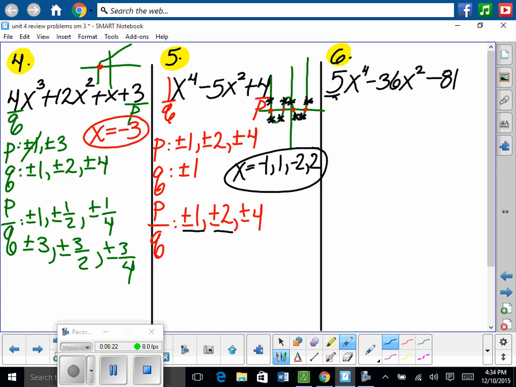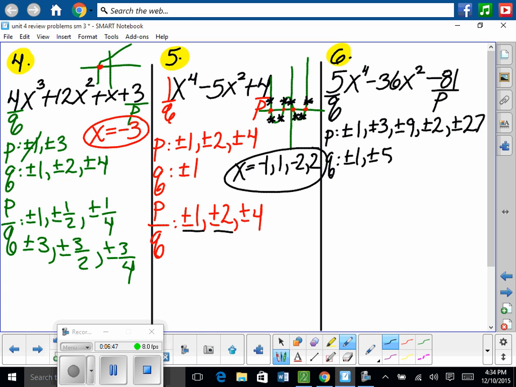So this is our q, this is our p. Unfortunately, huge. Possibilities that multiply to be 81: plus or minus 1, plus or minus 3, plus or minus 9, plus or minus 27. Oh, yeah, I forgot 81. And plus or minus 27. And then factors of q, plus or minus 1, plus or minus 5. So our possibilities are huge in this one. We would list them all out. I'm not going to do that.